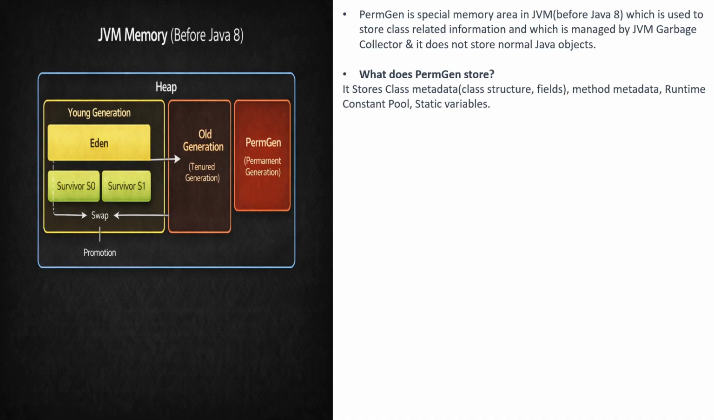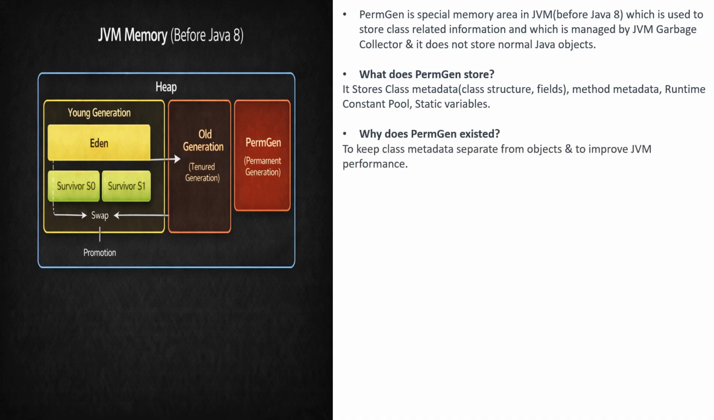So what does PermGen store? It stores class metadata like class structures, fields, method metadata, runtime constant pools, and static variables. So why did PermGen exist? To keep class metadata separate from objects and to improve JVM performance.